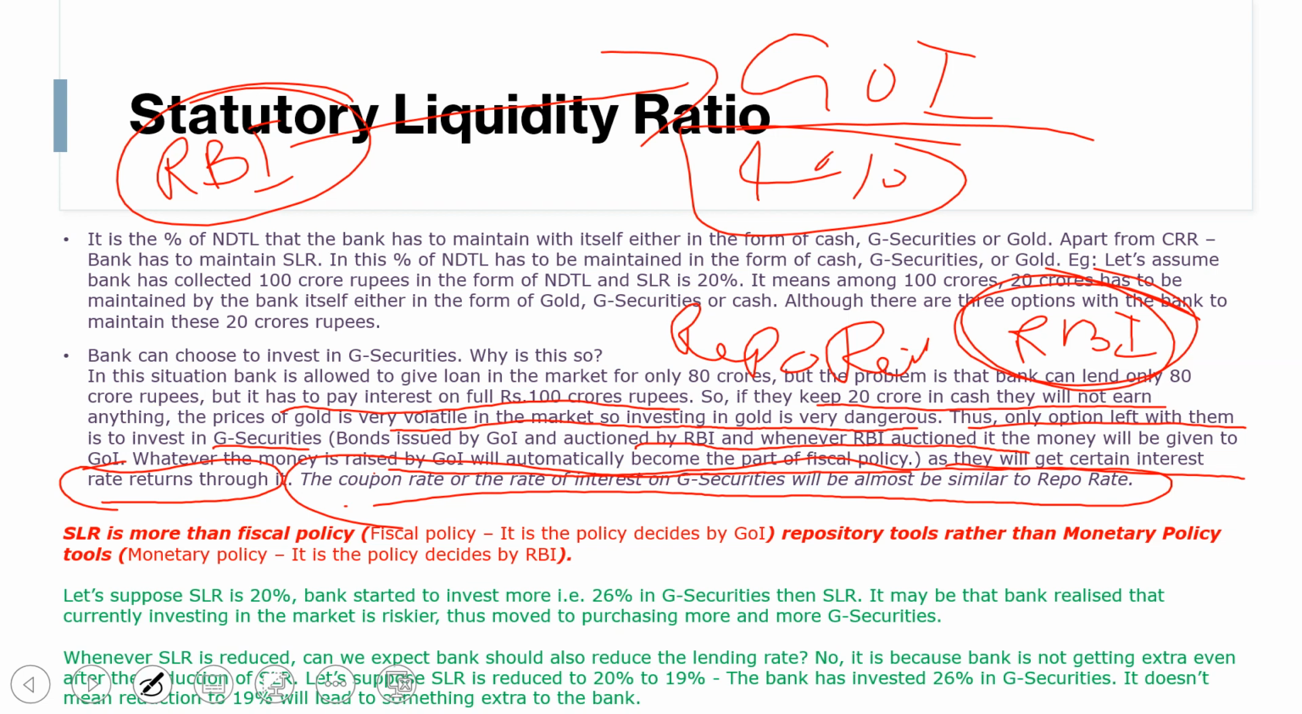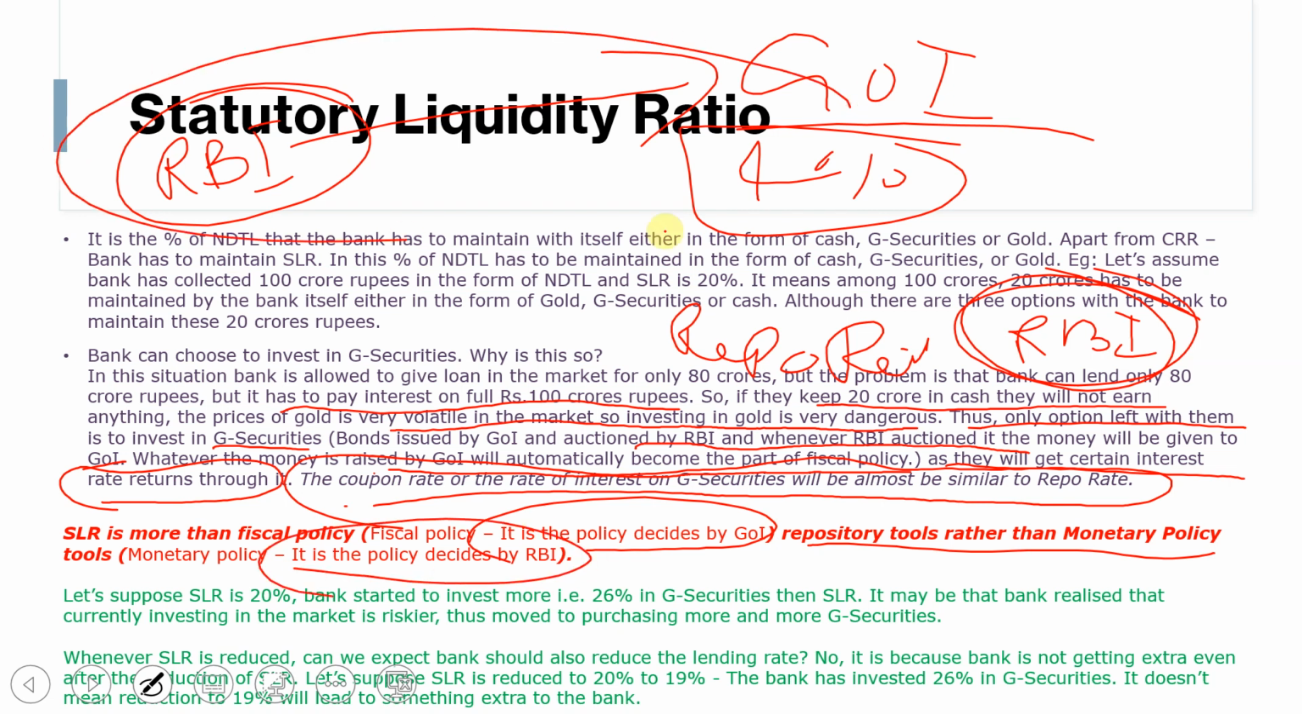So that is how G securities will be sold. SLR is more a fiscal policy tool than a monetary policy tool. That is what is said: this is a policy decided by the government of India, not the policy decided by the RBI. This SLR is decided mainly by the government of India.